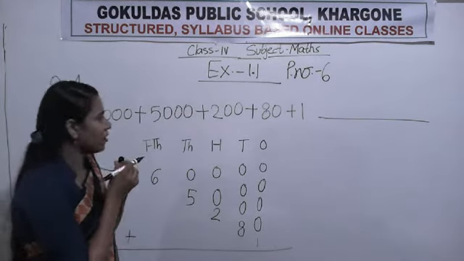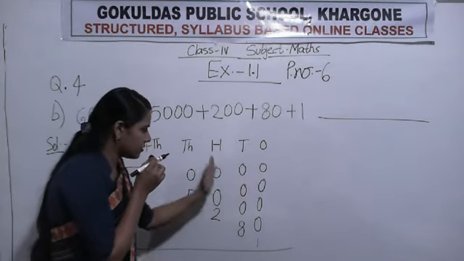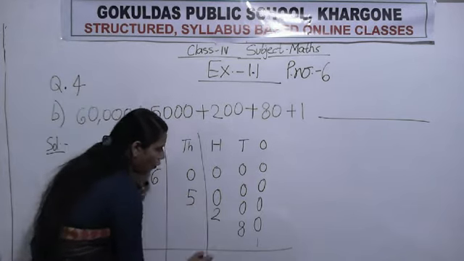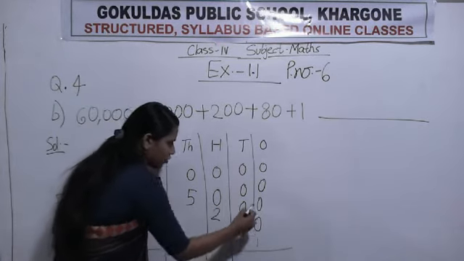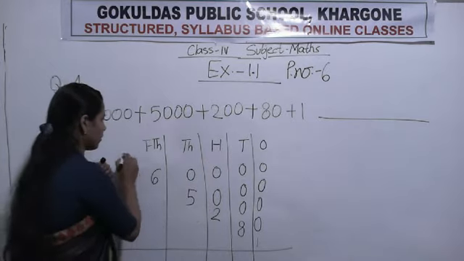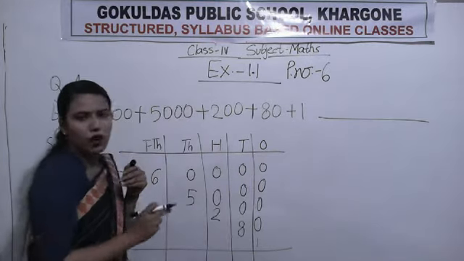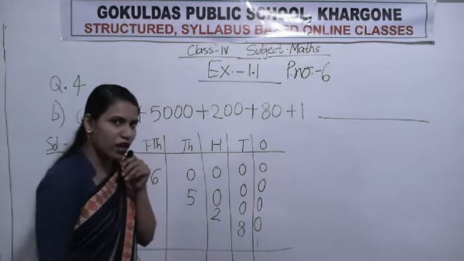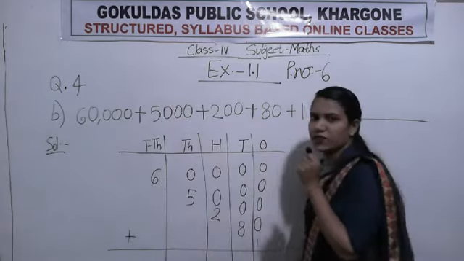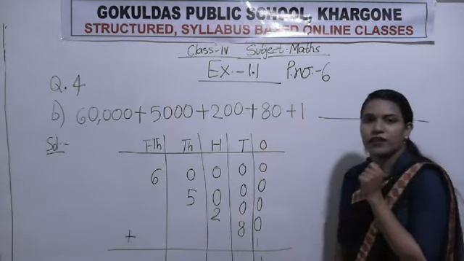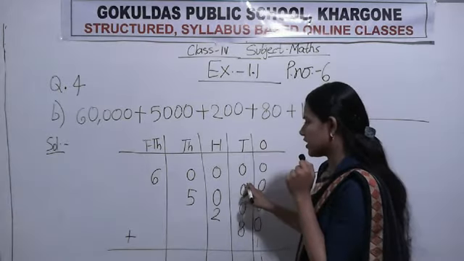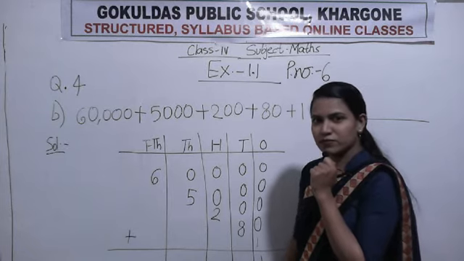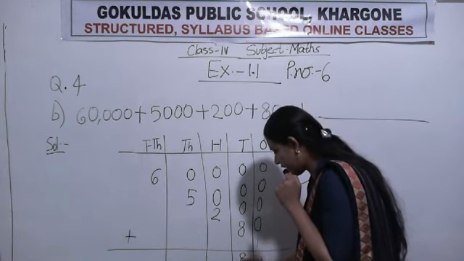Remember that you have to write all these digits in a column. You can clearly see I have written all the numbers in a column, so make sure you do the same. Now start adding. 0 plus 0 plus 0 plus 0 plus 1: what will be your answer? Your answer will be 1. Now move to the tens place: 0 plus 0 plus 0 plus 8. Here 8 will come.